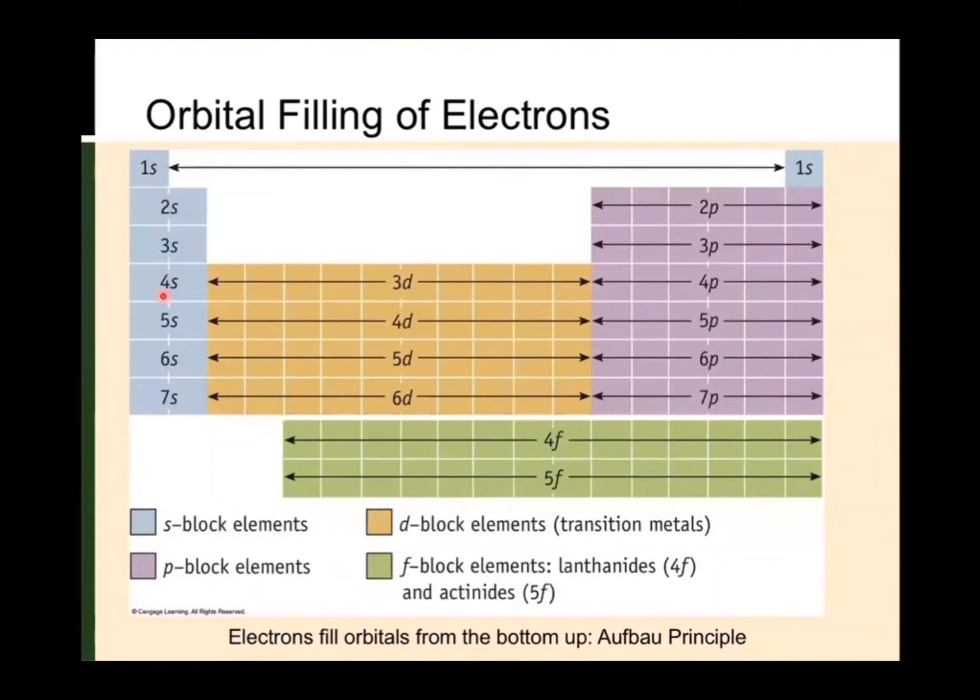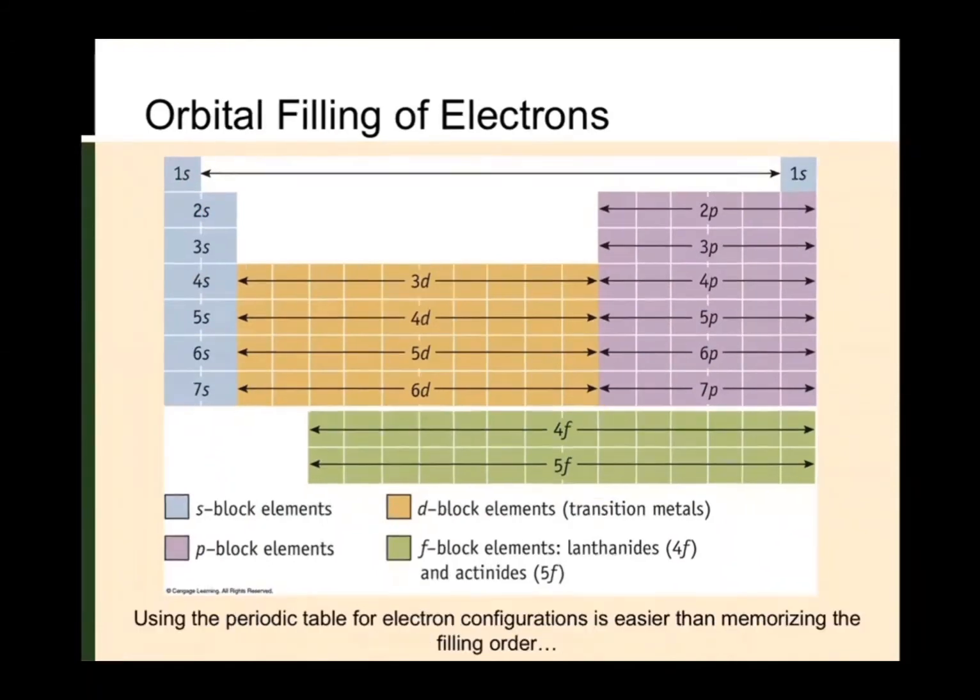So you can see now as well that even the periodic table has this idea of a multi-electron atom having the 4s orbitals filled before the 3d orbitals, because they come before the 3d orbitals in the periodic table. And so what we're doing is filling from the bottom up. We're following the Aufbau principle, which you may have encountered before as well. The Aufbau principle starts with the 1s, then goes to the 2s. We go from lowest to highest principal quantum number. So using the periodic table for the electron configurations is easier than memorizing the filling order.